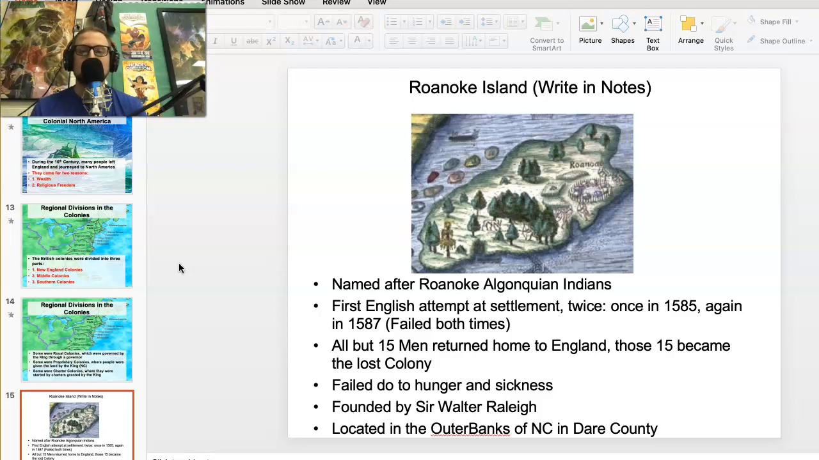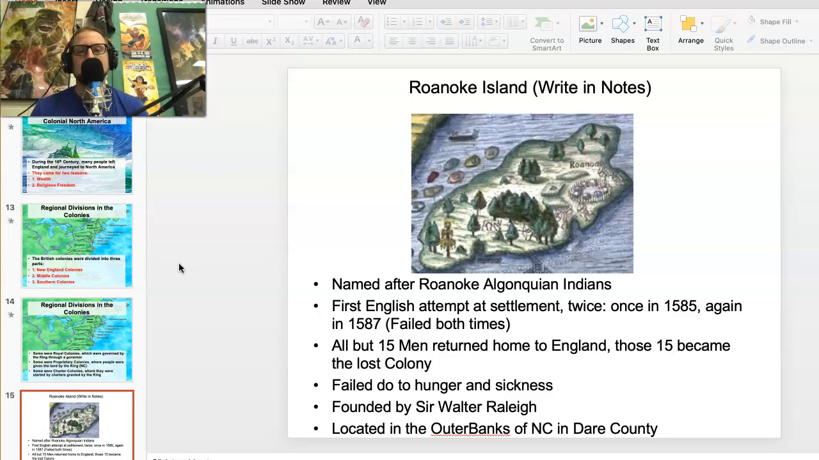So Roanoke, or the lost colony, is located in the Outer Banks of North Carolina. Many of you have probably been there. Beautiful place in Dare County, one of the 100 counties in North Carolina. It fell due to hunger and sickness and was founded by Sir Walter Raleigh, hence the name of our state capital. It, of course, is Raleigh, North Carolina.